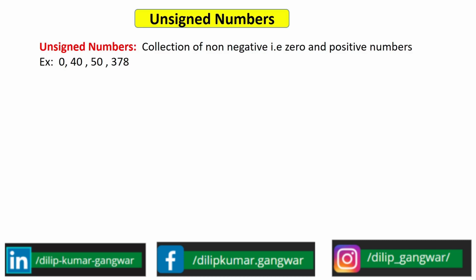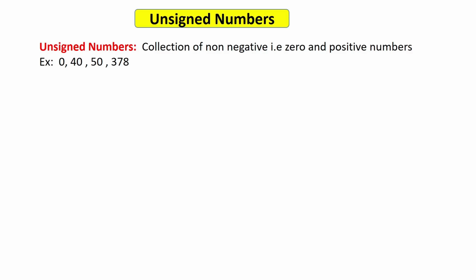So just to recall, what are unsigned numbers? These are the numbers which are the collection of non-negative numbers. Non-negative means the numbers which are zero or positive numbers. So for example, you can have 0, 40, 50, 378. All these numbers are unsigned numbers. In unsigned numbers, all the numbers are positive. No negative number will be there in the category of unsigned numbers.